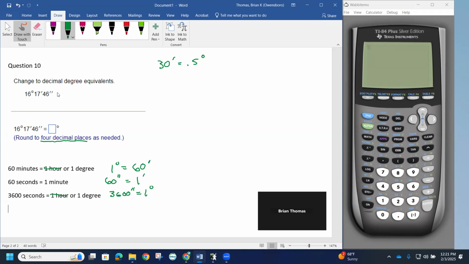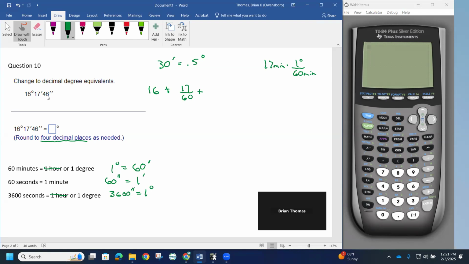So what I can do is convert seconds into degrees and minutes into degrees and add it all together. If we have 16 degrees to start with, we can add that to 17 minutes. But to convert minutes to degrees, I have to divide by 60, because for our conversion factor, if we have 17 minutes and we're converting to degrees, the degrees have to be on top. So for every 1 degree, there's 60 minutes. That tells me that we're actually dividing by 60. So I can do this plus 17 over 60.